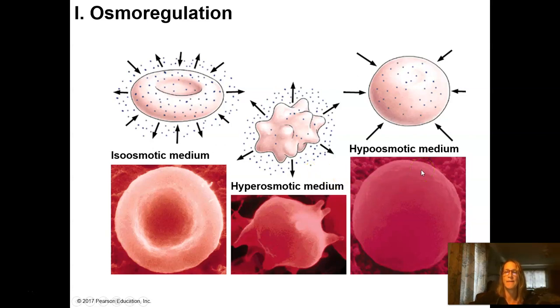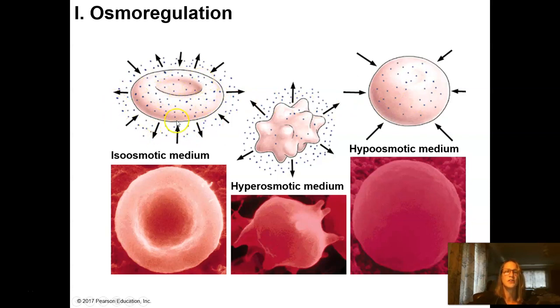And the opposite happens if the cell happens to be in a hypoosmotic medium, which has fewer solutes in it. And if there are fewer solutes in the medium and the medium is hypoosmotic, then there's going to be a net movement of water into the cell. And you can see that in this case, the cell is expanding to a level that it really shouldn't be. And we need our cells to look like this.